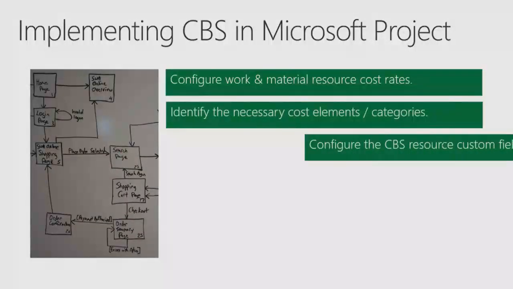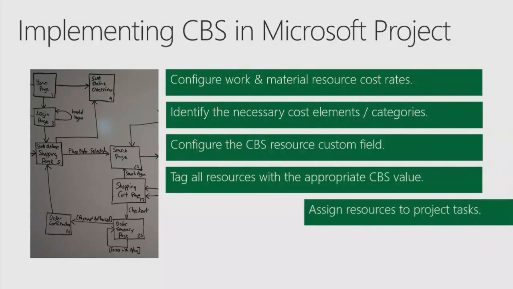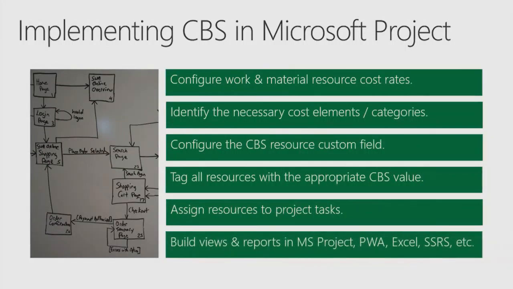So here are the steps that I'm going to suggest you go through if you want to implement this on your projects. We start off by configuring our work and material resource cost rates. Okay? So that's two of our three resource types, right? We've got work, material, and cost resources. Cost resources don't have rates. They're just buckets. But work resources have hourly rates. Material resources have per unit rates. So put in those rates for all of your resources that you're using on your project.